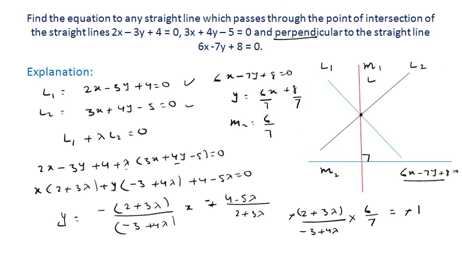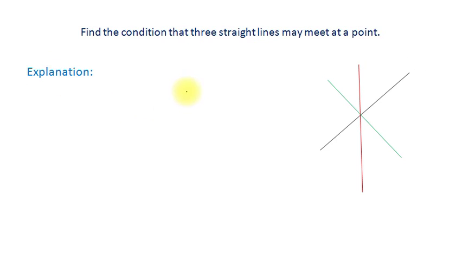So moving to the next slide, the concept is to find the condition that three straight lines may meet at a point. Now what is the condition that three straight lines, suppose this is line 1, this is line 2, and this is line 3, meet at a point? It means this point alpha, beta lies on all the three lines, right?